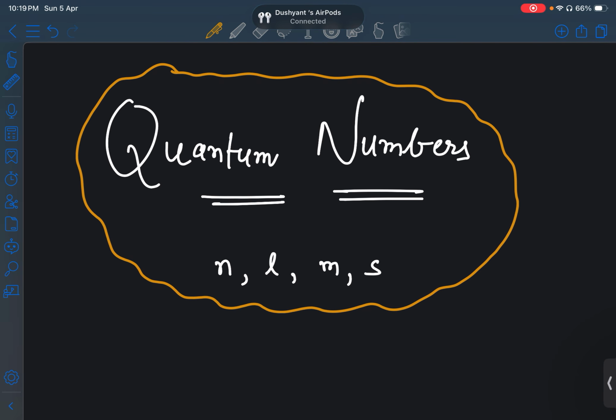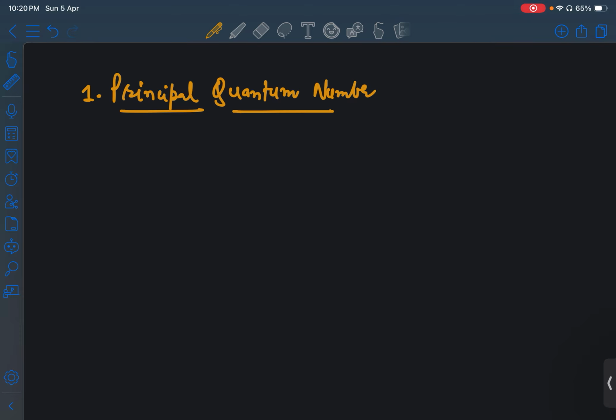Hello. So today we are going to understand the concept of quantum numbers. There are four different types of quantum numbers. The first we are going to see is the principal quantum number. It is represented with the small n symbol. Who proposed it? It was proposed by Bohr.